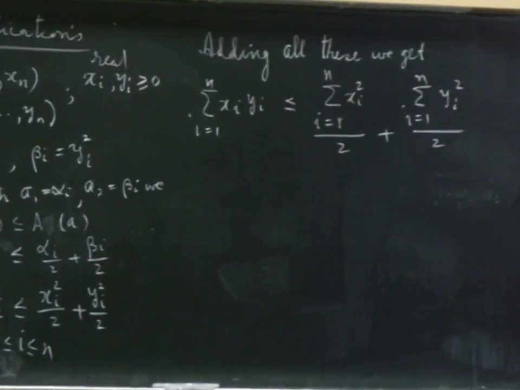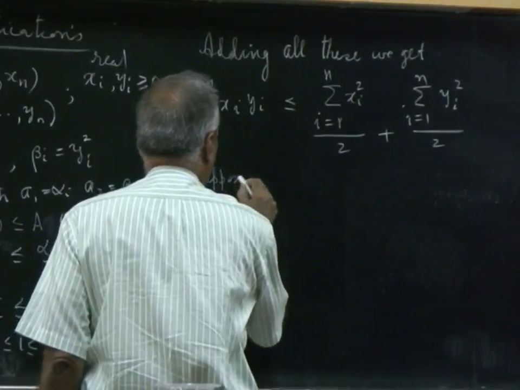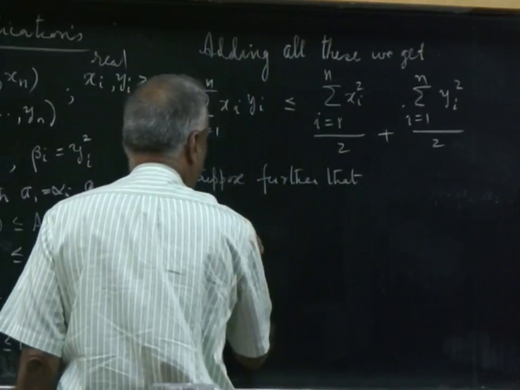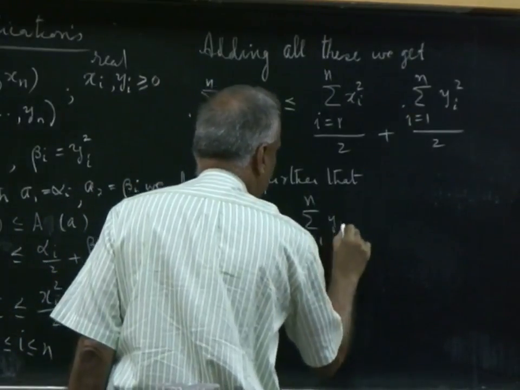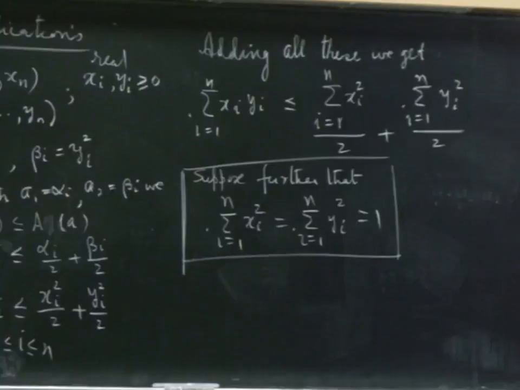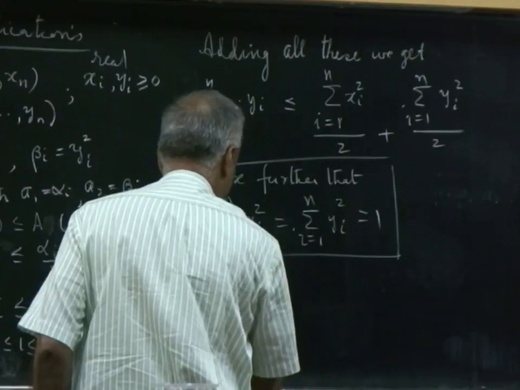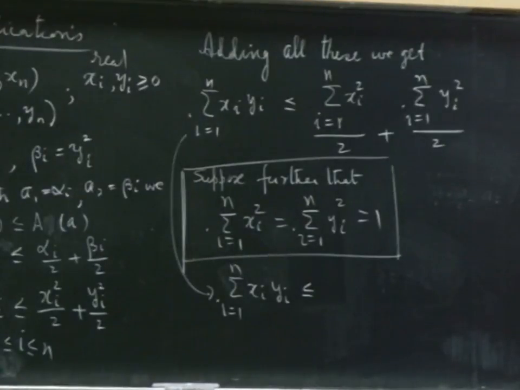Now let us assume that the vector is unit length in our normal sense. x1 squared plus x2 squared plus xn squared is 1 and y1 squared plus y2 squared plus yn squared is 1. So suppose further that summation i equal to 1 to n xi squared, summation i equal to 1 to n yi squared are both 1. Okay. Then what do we get? Summation i equal to 1 to n xi yi is less than or equal to half plus half, that is 1. Right.